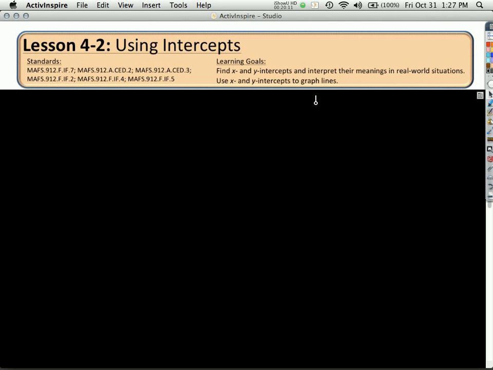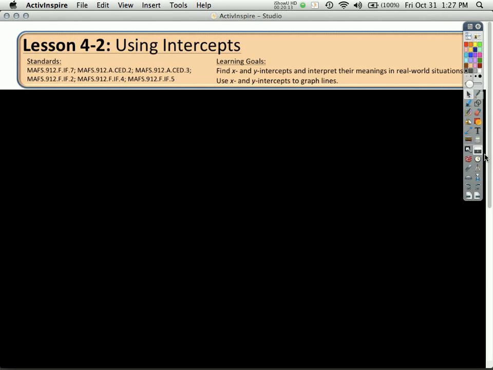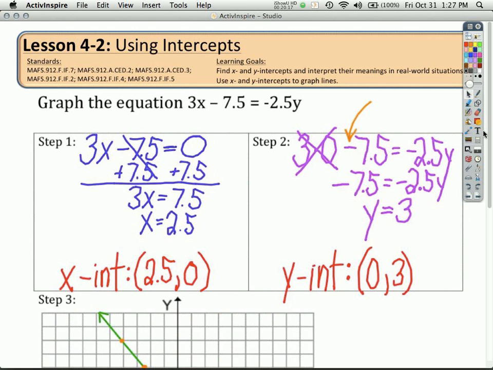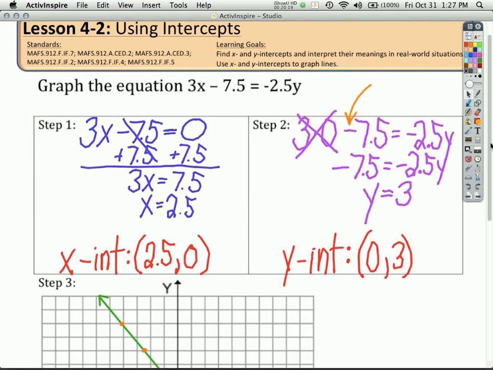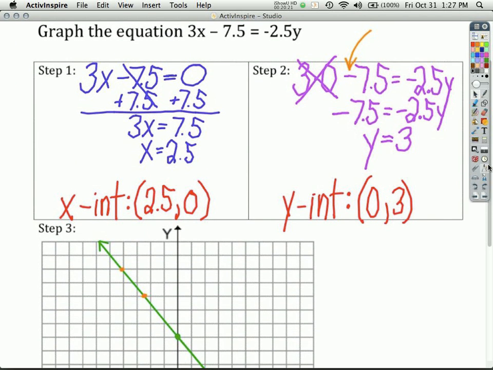So, what am I talking about and what are our goals? I want to show you what your goal is. Do not write anything down. I just want you to look. By the end of today's lesson, you will be able to graph an equation like this by doing this, this, and then drawing a graph.